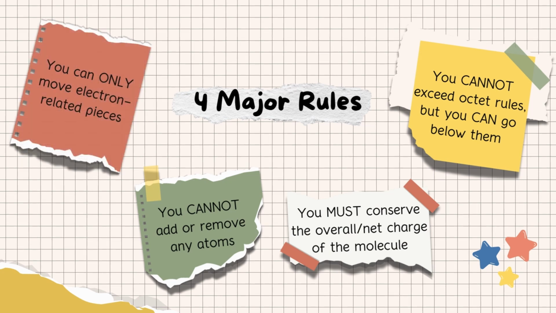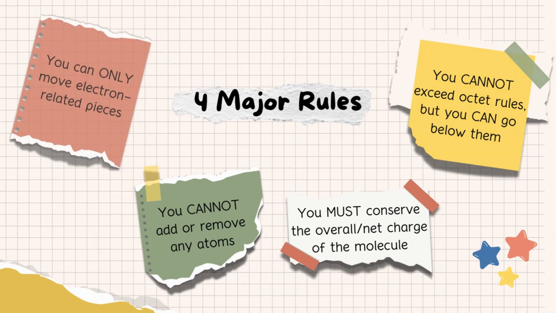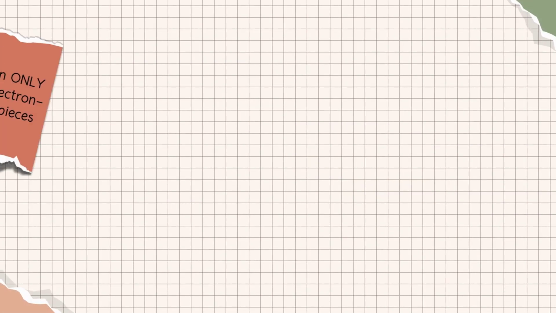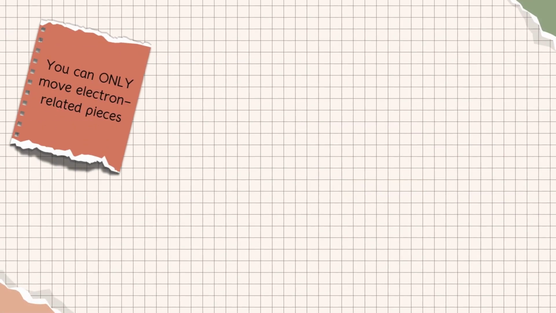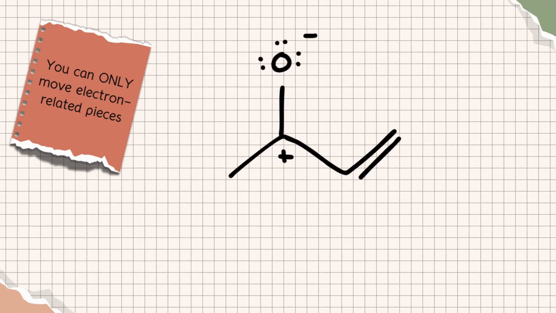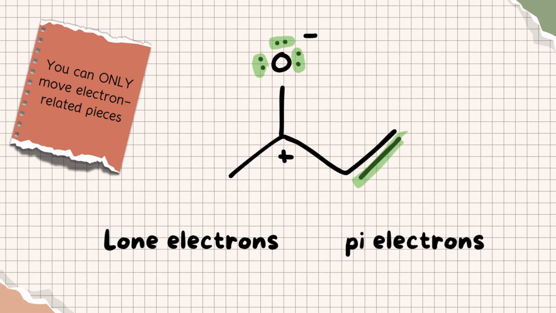So to start, you can only move electron-related pieces. This fundamental rule talks about what can change and what can be moved around in a resonance structure. You're just looking for lone electrons like these highlighted, pi electrons, such as this double bond, and charge symbols, because as you move electrons around, the formal charges may swap in some places.